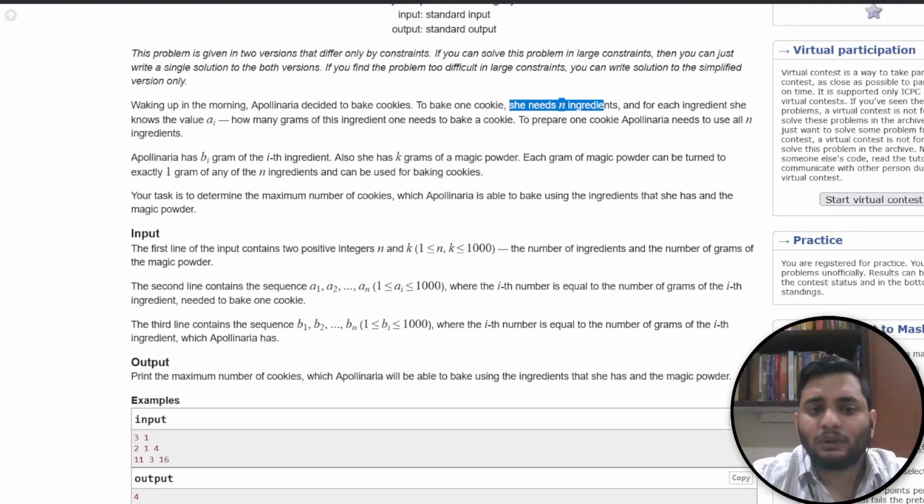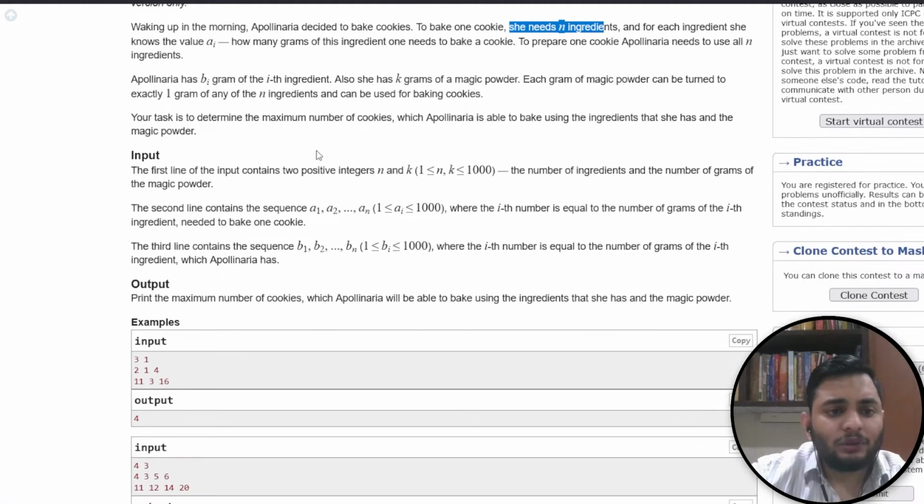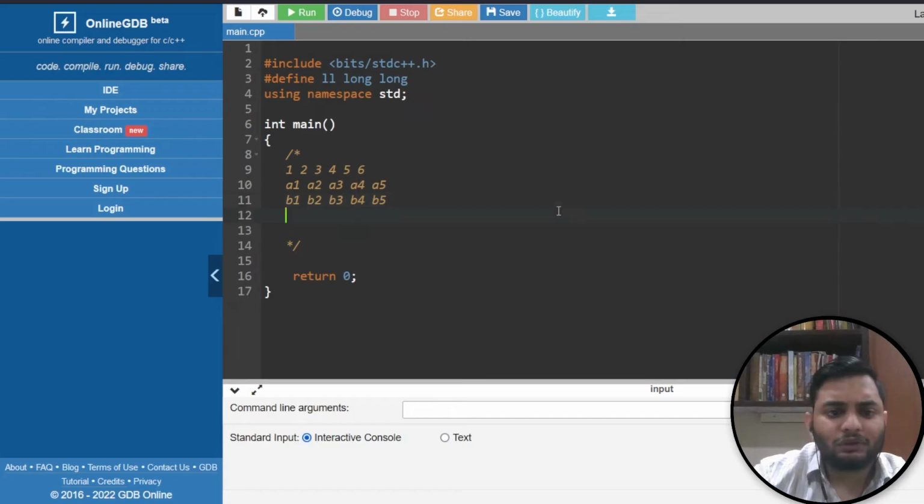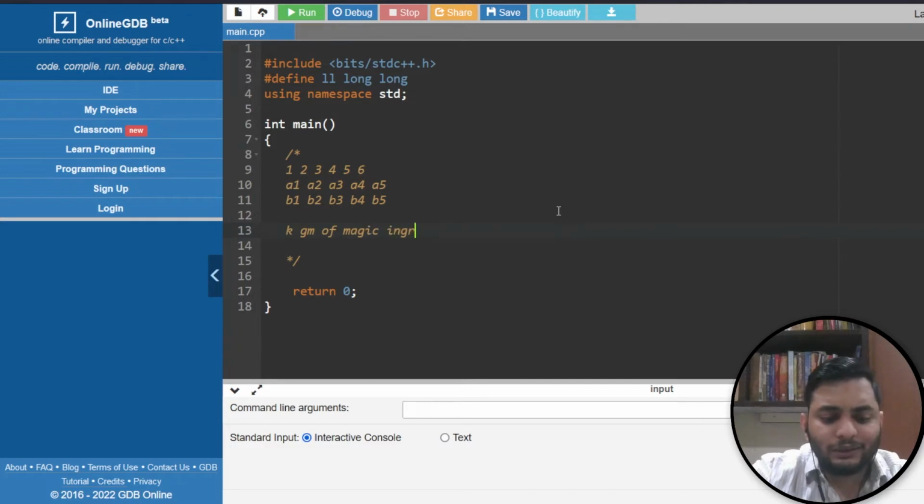Now let's see what the question demands. You're tasked to determine the maximum number of cookies which Apollinaria is able to bake using the ingredients that she has and the magic powder. So the magic powder, what is that? She has k grams of magic powder, right? And each gram of magic powder can be turned into exactly 1 gram of any of the n ingredients. So we also have k grams of magic ingredient, right?